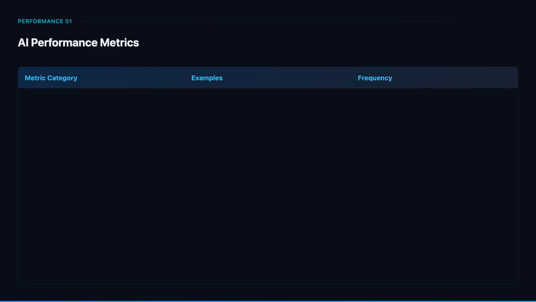Clause 9 requires you to monitor, measure, analyze, and evaluate your AIMS. Here are the key metrics to track for AI systems. Model accuracy metrics like precision, recall, F1 score, and AUROC should be monitored continuously in production. Track these against baseline thresholds established during testing.